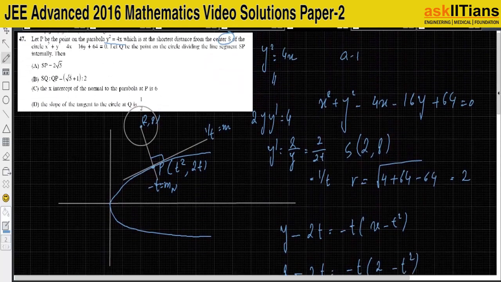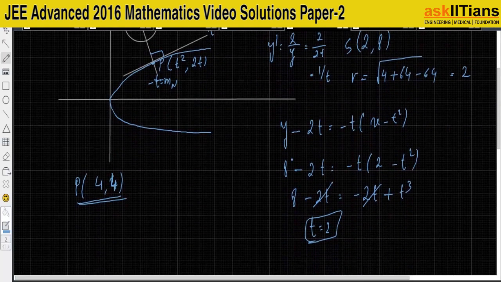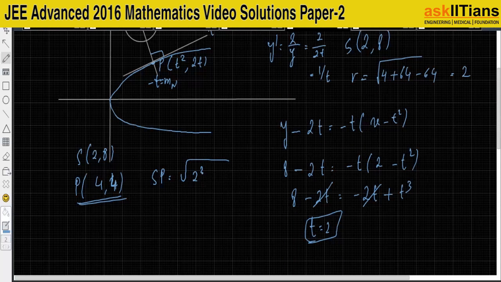And now your life is very much easy, right? What will be SP? Point S is 2, 8. So we can apply the distance formula to find out SP. This will be 2 square plus 4 square, so this will be 4 plus 16, under root of 20, and this will be nothing but 2 root 5. So option A is correct.